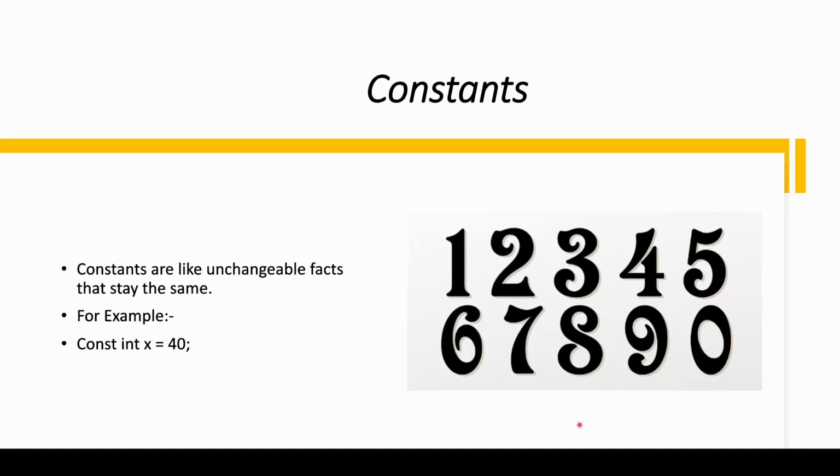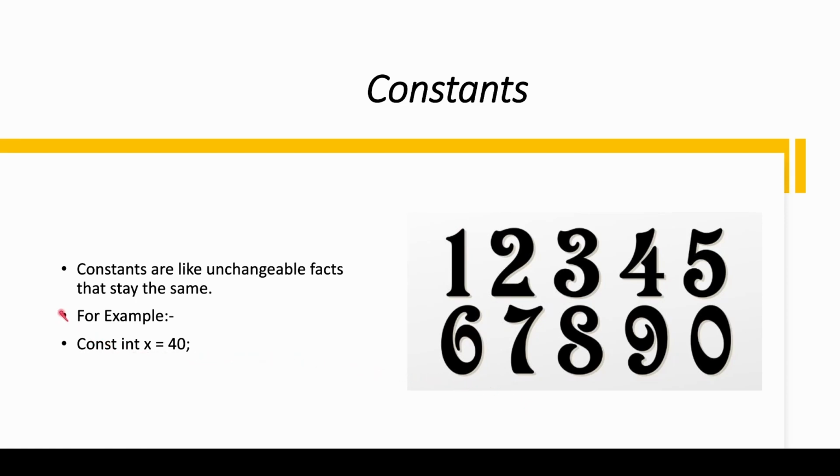So as of now we all know about the data types, and our next topic is constant. As we all know, variables can change their values, but sometimes we need information that remains constant throughout our program. That's where constants come into action. Constants are like unchangeable facts that stay the same. For example, the distance of Earth from the Sun will remain constant throughout our life, so that value is constant. This is the basic example of a constant.